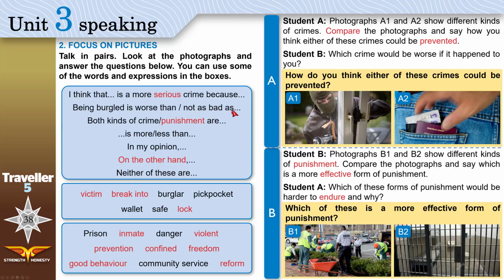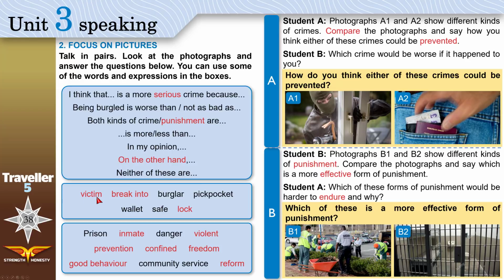not as bad as. Both kinds of crime, punishment is like when you send a criminal to jail or make him do community service. That is a punishment. Is more, less than. In my opinion, on the other hand, use this if you have an opinion that should be considered as well as previous opinions. Neither of these are.